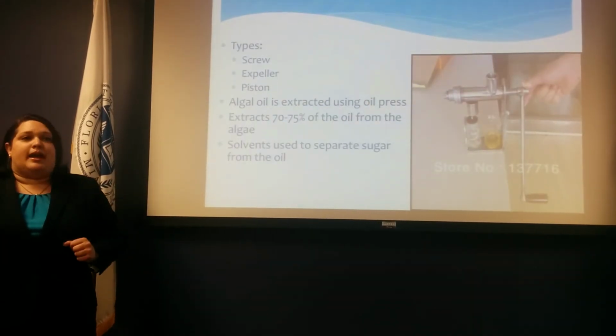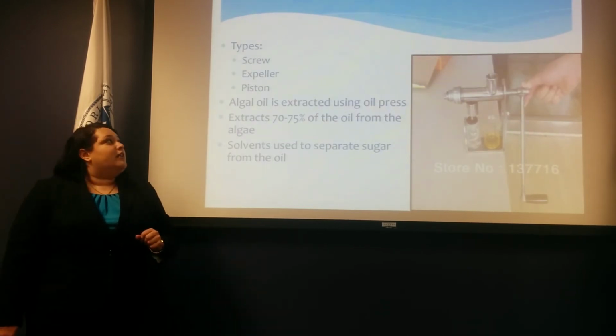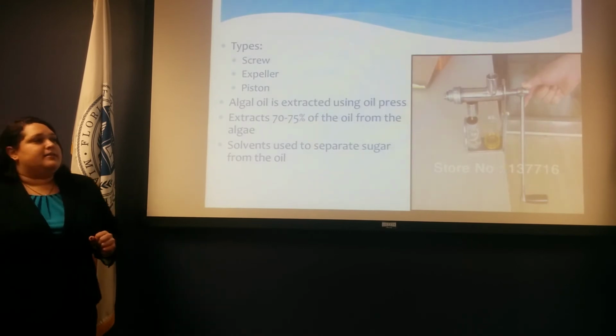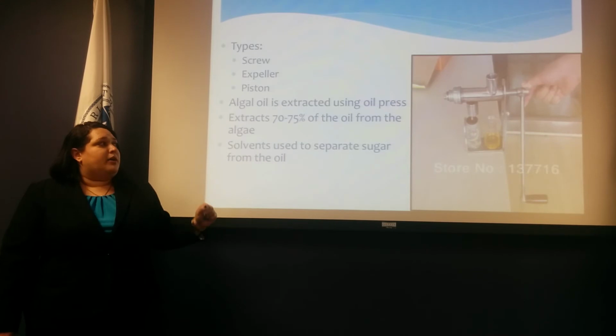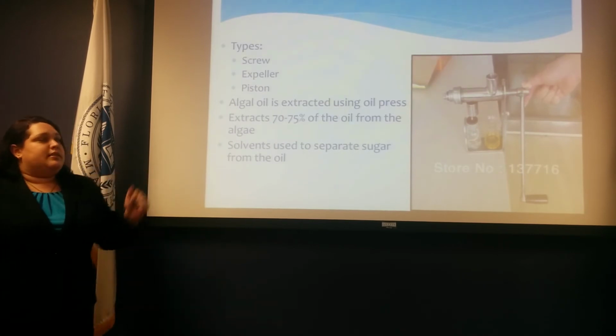We're going to talk about the mechanical press method. There are 3 types. There's a screw press, an expeller, and a piston. On the right-hand side is an example of a screw press, and you can see the oil that has been extracted already. At the bottom picture, it's the yellow liquid that's there. The algal oil is extracted using an oil press. This is the mechanical method.